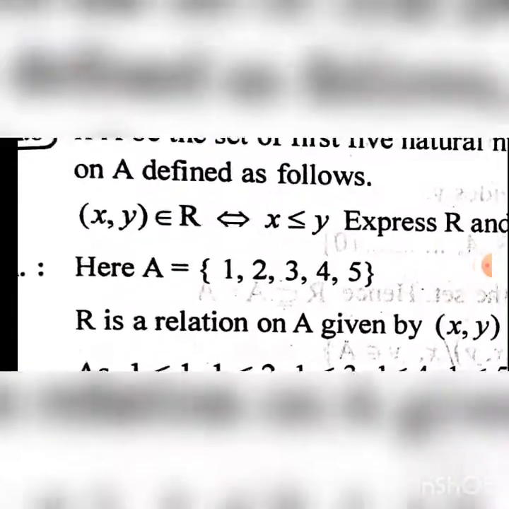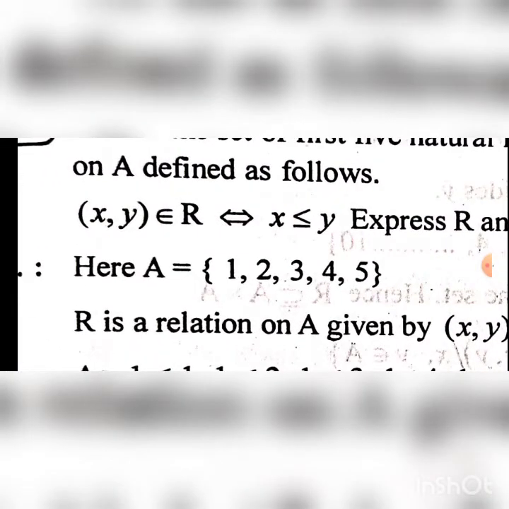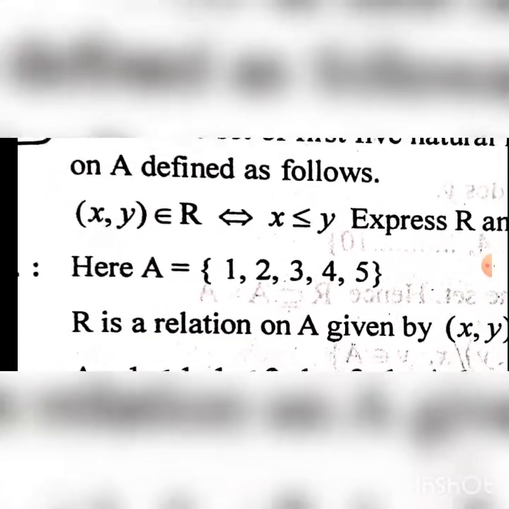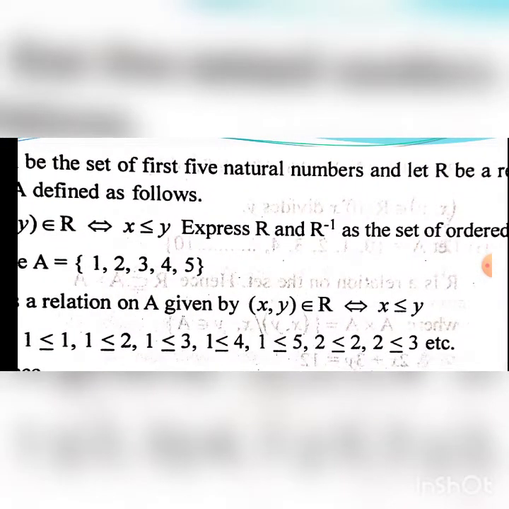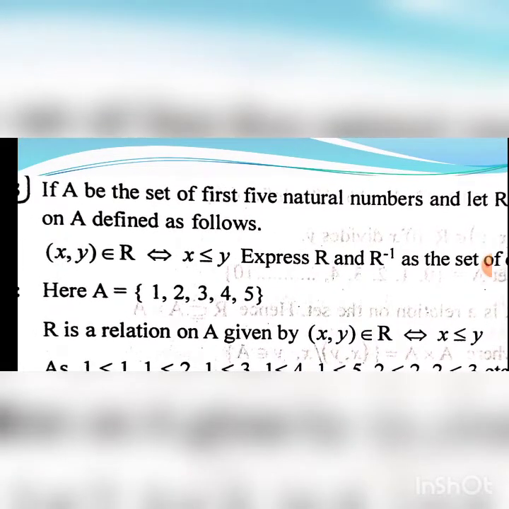So see the next example. If A is the set of first 5 natural numbers and let R be a relation on set A defined as ordered pair (x, y) belongs to R if and only if x is less than or equal to y. Express R and R inverse as sets of ordered pairs. Means we have to find here R and R inverse. Okay.